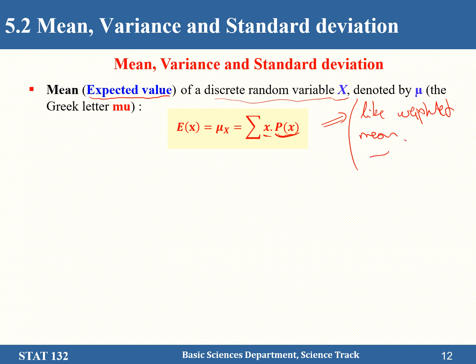If you remember weighted mean, it's like x_i w_i. Now w_i here is like the probability of x_i. So in this case you can write p of x_i.